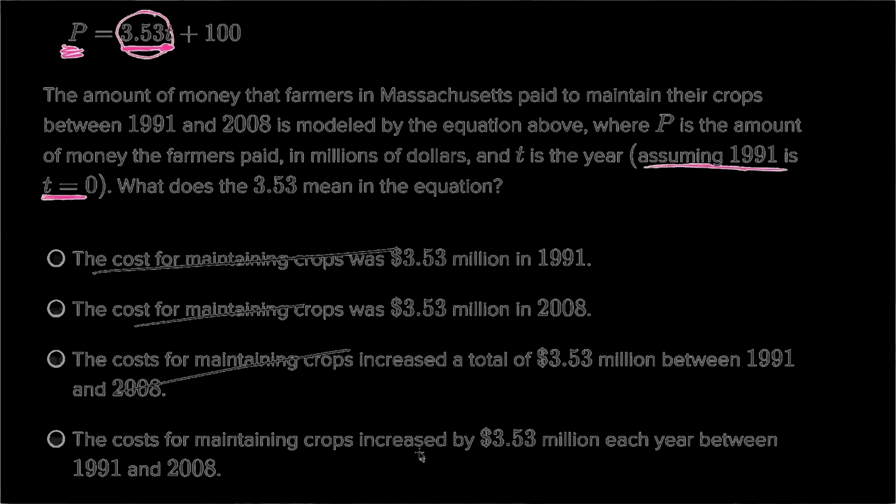The cost for maintaining crops increased by $3.53 million each year between 1991 and 2008. That is exactly right. Every time we go forward a year, t increases by 1, so we're going to have 3.53 times that one higher t, so we're going to increase the whole P by 3.53. That kind of rhymed.